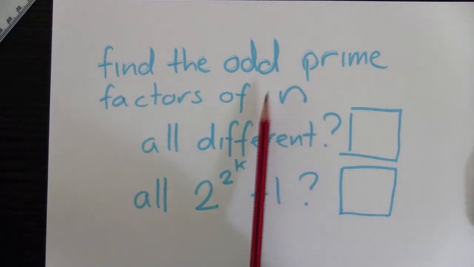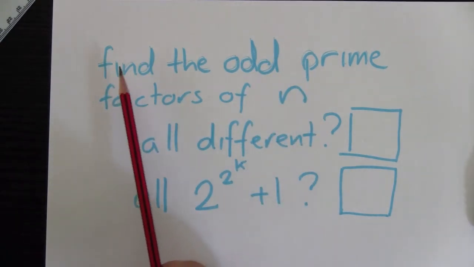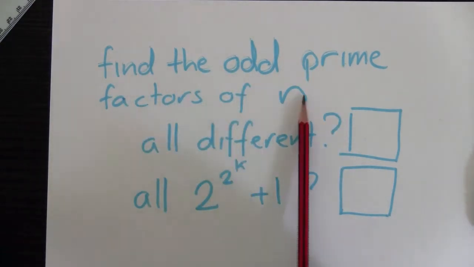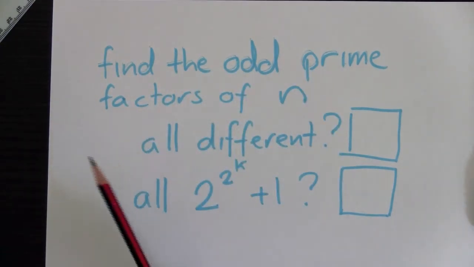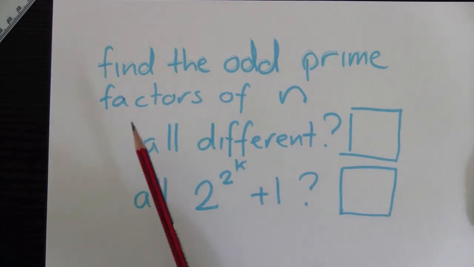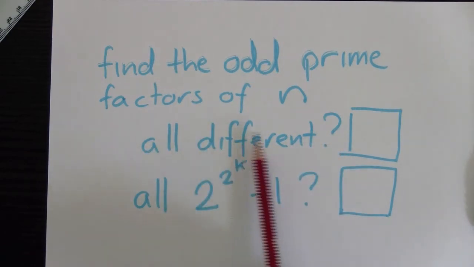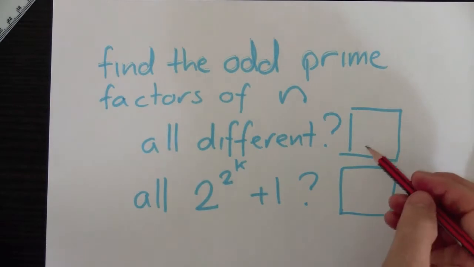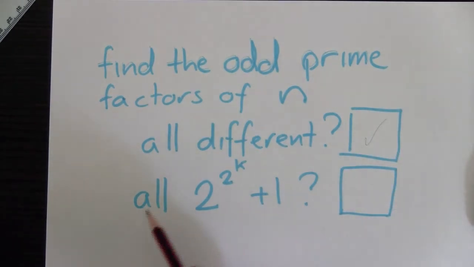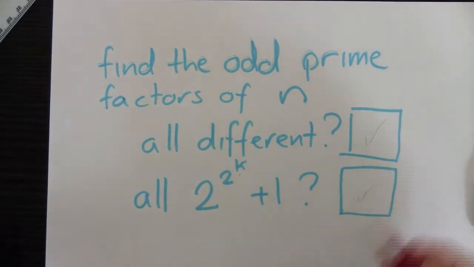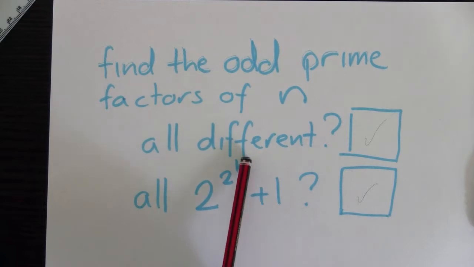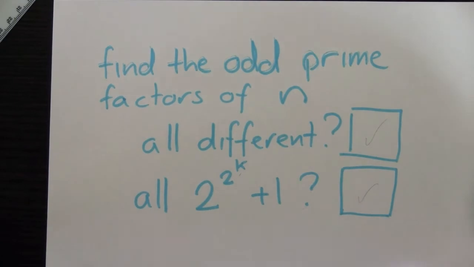Well, the rule is this. If n is the number of sides, in this case 4, you find all the odd prime factors of n. Well, 4 doesn't have any odd prime factors. Anyway, once you've found them, you check these two things. Are they all different? Well, there aren't any, so sure, they're all different. And are they all powers of 2 plus 1? Well, sure, because there aren't any. So, because 4 passes these two tests, we can draw a square using a ruler and a compass. So let's do it.